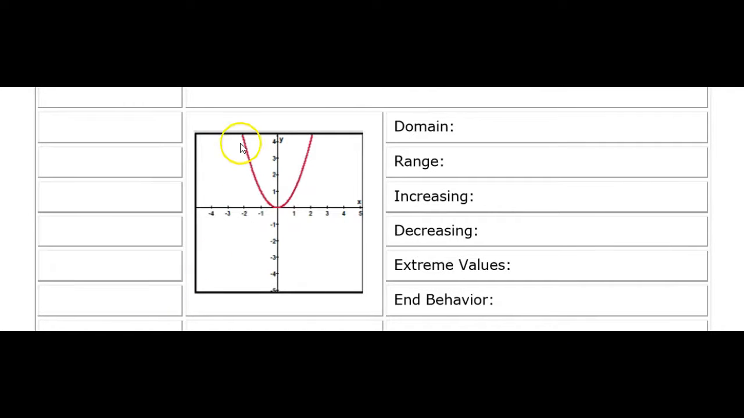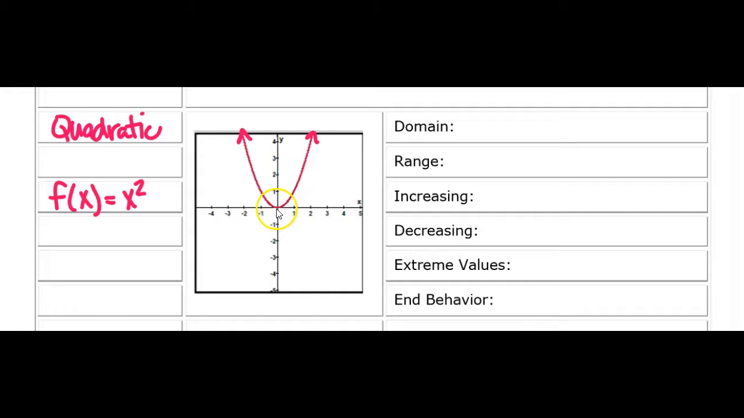What is this graph, this U-shaped graph? Again, we're going to assume that it goes on infinitely. Do you recognize this as being a parabola? And the name of that is quadratic. And the parent function for all quadratics is f of x equals x squared.